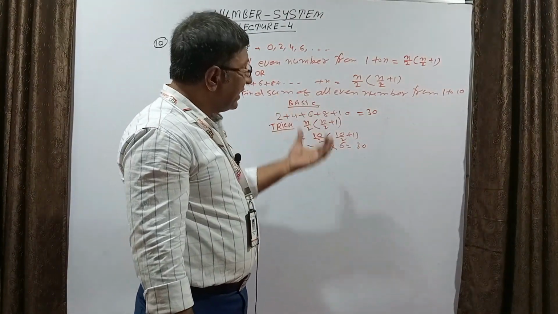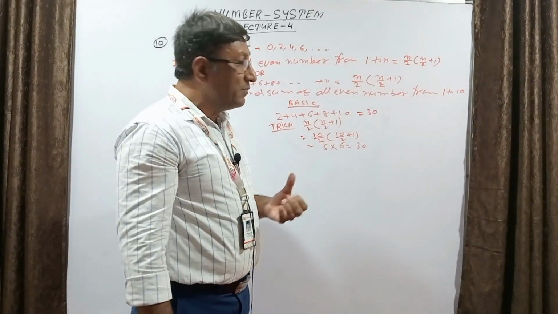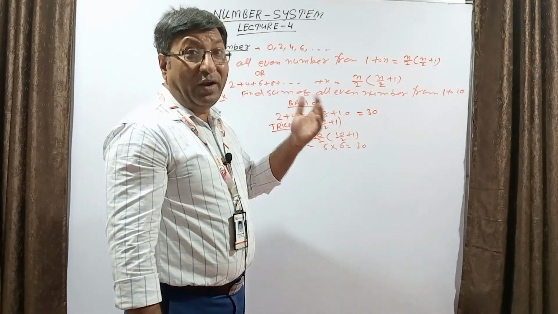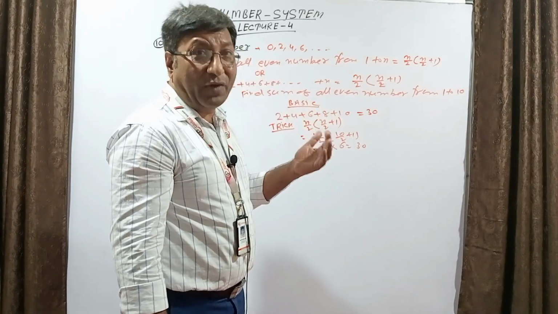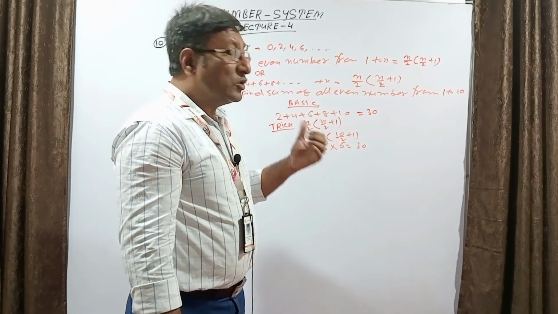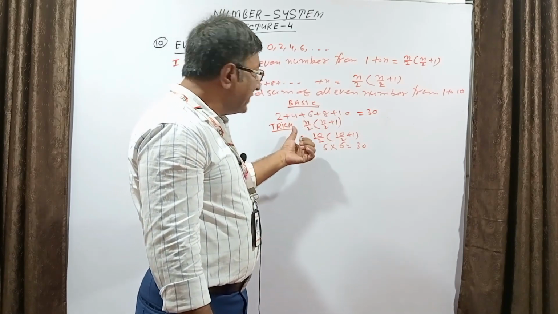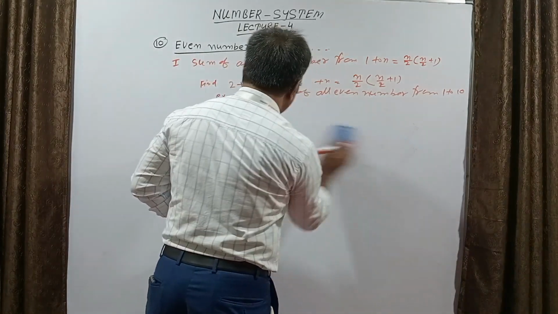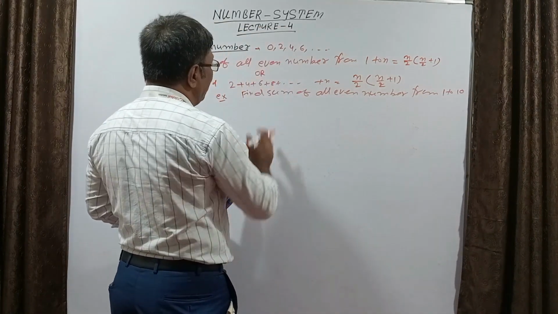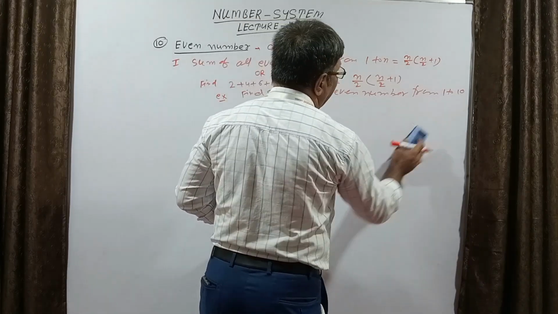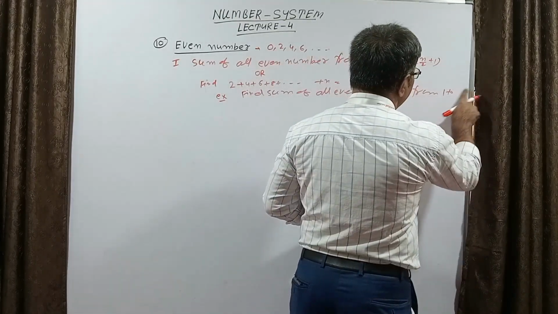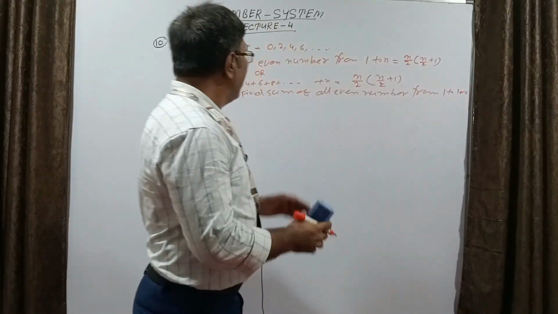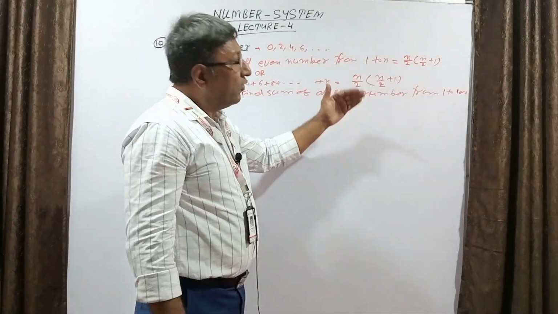But again, in the aptitude exam the question will not be up to 10. The question will be up to 100, up to 200, up to 500, any number given. So no problem, we can solve very easily with our trick. So see one more example. Suppose your question is: find sum of all even number from 1 to 100. Find the sum of all even number from 1 to 100.